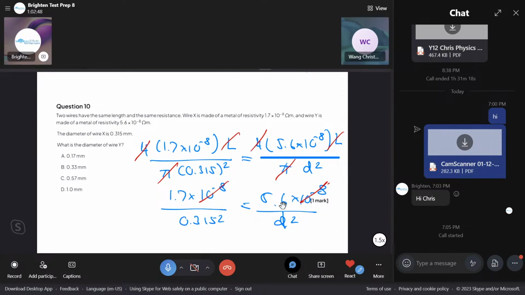So what is the rearrangement, Chris, for the diameter? So square root of 5.6 times 0.315 squared. Yep. Squared, yep. Over 1.7. Okay, yep. Okay, so straightforward calculation. That gives us 0.575 millimeters, huh?